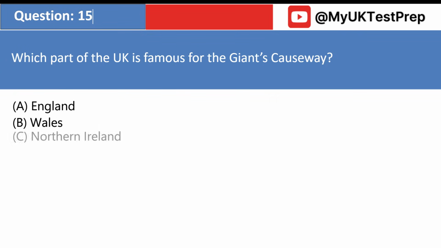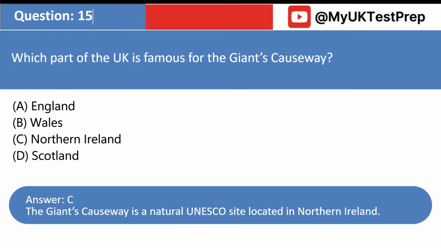Which part of the UK is famous for the Giant's Causeway? A. England. B. Wales. C. Northern Ireland. D. Scotland. Answer: C. The Giant's Causeway is a natural UNESCO site located in Northern Ireland.